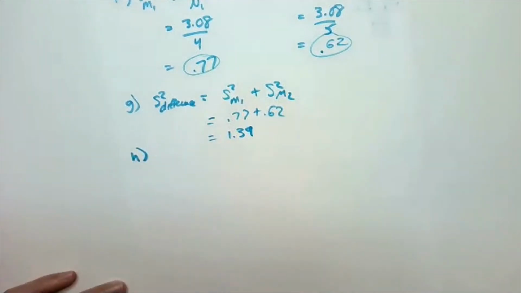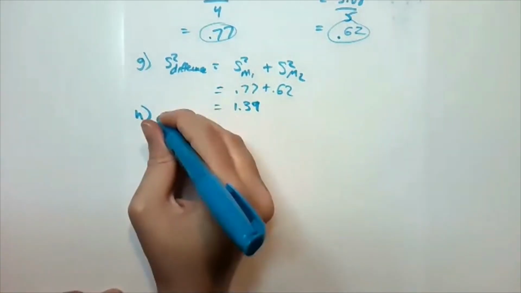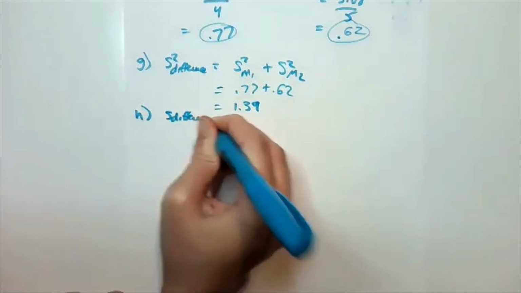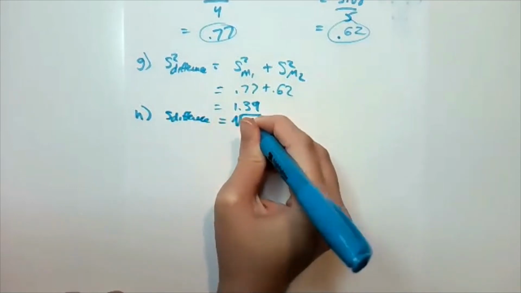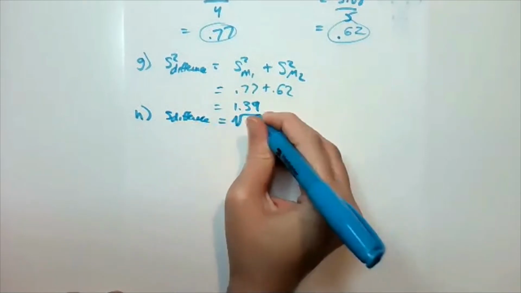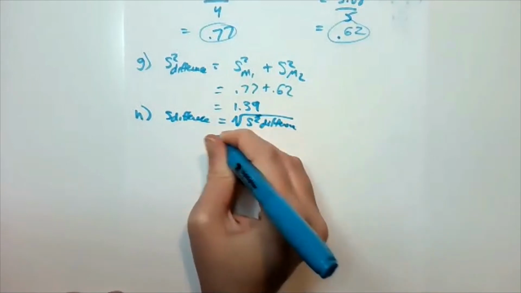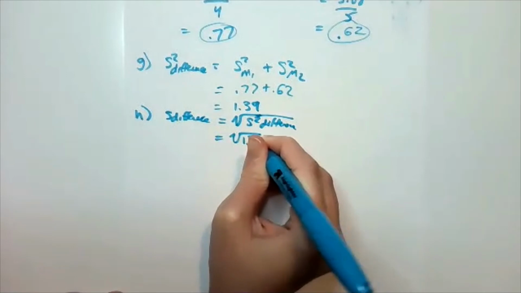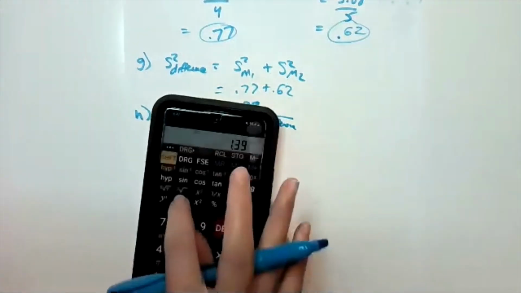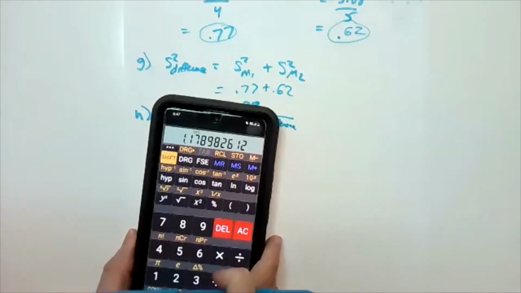And last step, and again, this is all step 2 here of our hypothesis testing procedure. But our last sub-step here is going to be to get S difference. And so to do that, we're going to get the square root of our S-squared difference. And so again, this is going to be a standard deviation that we're using, getting the square root of our variance here. And so the square root of 1.39, we have 1.178, and we'll round that to 1.18.